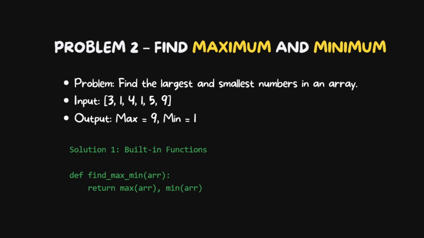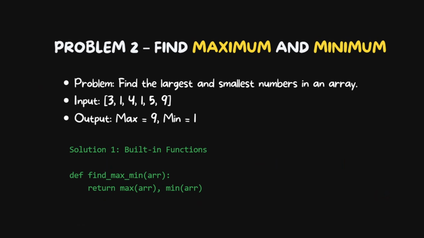The second problem is to find the largest and smallest numbers in an array. For example, if the input is 3, 1, 4, 1, 5, 9, then the maximum element present in that input is 9. So we need to print 9. Then the minimum element present is 1. So we need to print 1. This problem is crucial when analyzing data, such as finding the highest score in a game or the smallest expense in a budget. The first solution is by using the built-in function.